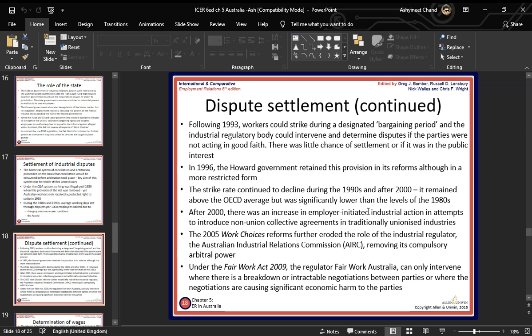The strike rate continued to decline during the 1990s, and after 2000 it remained above the OECD average, but was significantly lower than the levels of the 1980s. After 2000, there was an increase in employer-initiated industrial action in attempts to introduce non-union collective agreements in traditionally unionized industries. The 2005 Work Choices reforms further eroded the role of the industrial regulator, the Australian Industrial Relations Commission, that is the AIRC, removing its compulsory arbitral power. So no longer could the AIRC arbitrate.